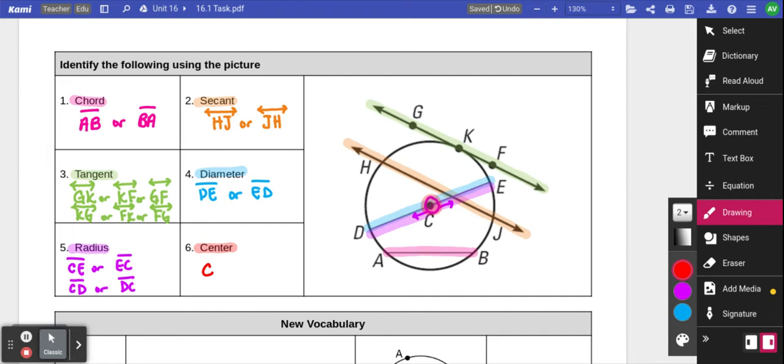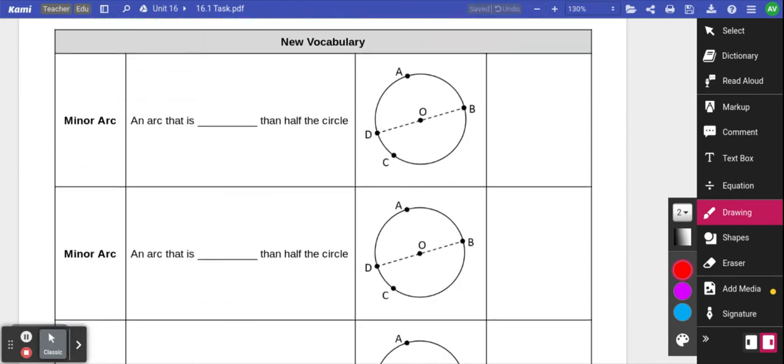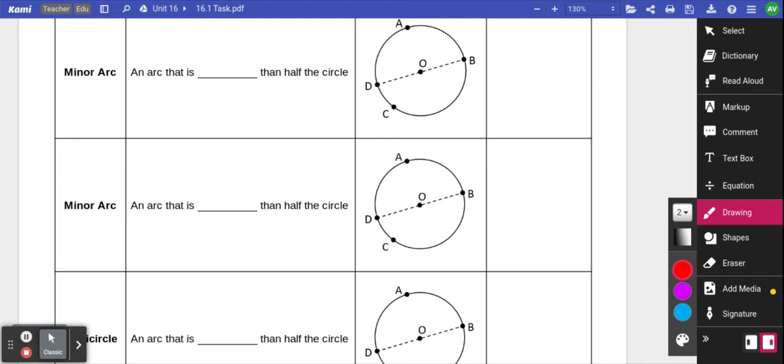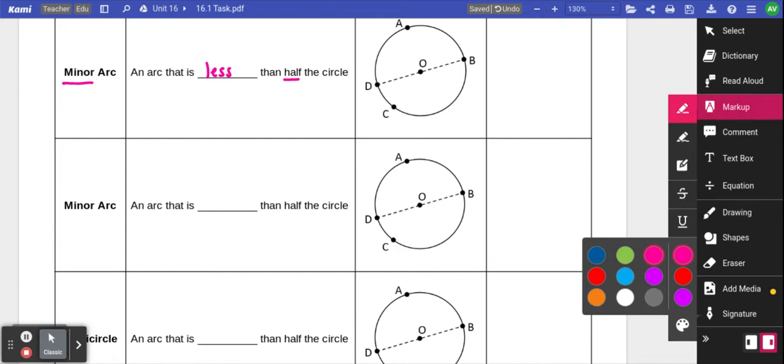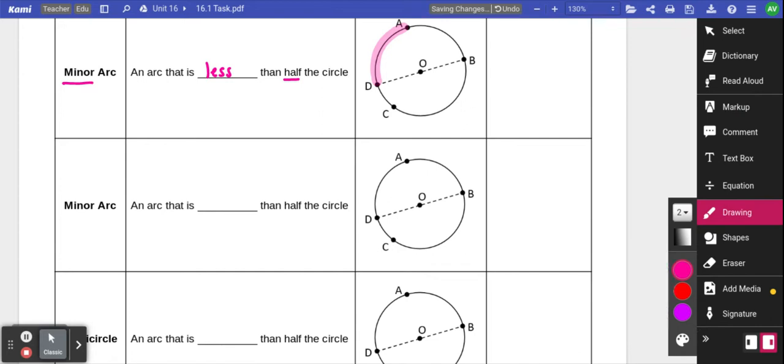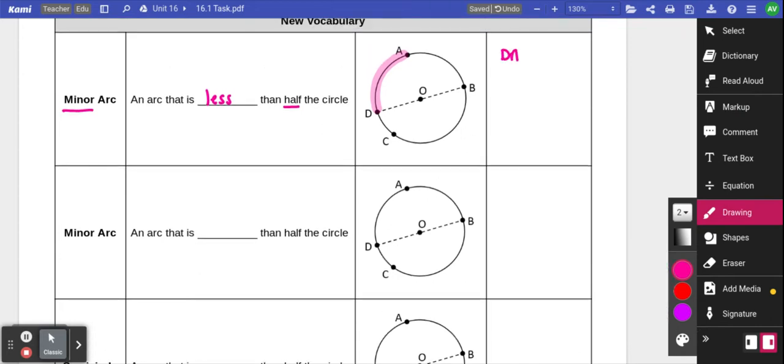Now, there's a few more new vocab words that we need to know, and they have to do with arcs. Arcs are just pieces of the outline of a circle. A minor arc is going to be an arc that is less than half the circle. So a minor arc basically means less than half. There are lots of minor arcs in this picture. Here's one example, the arc that goes from D to A. To name that arc, I would just write DA and draw a little arc symbol over the top. I could also name AD and draw a little arc symbol over the top.